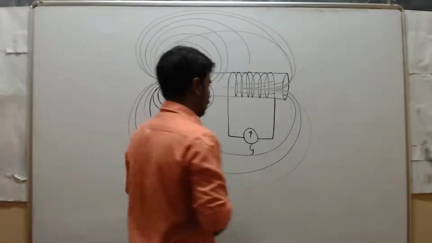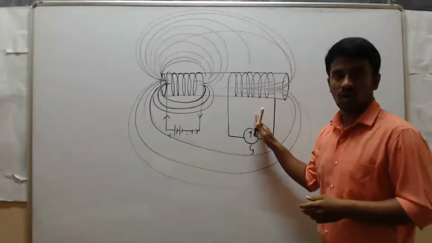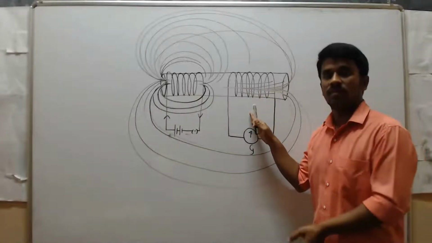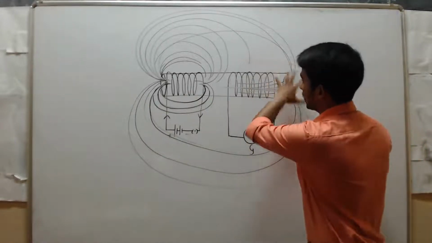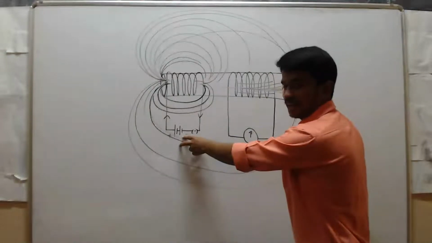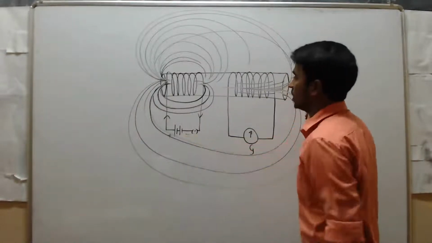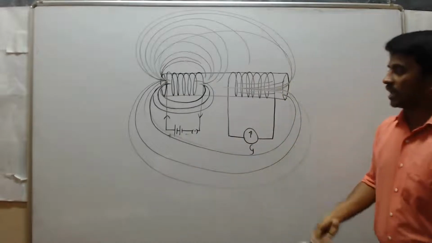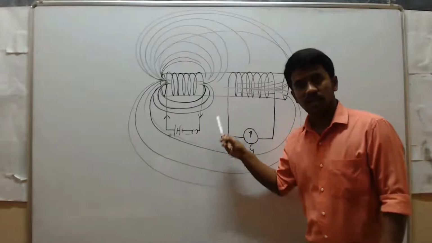Listen here, if you want to increase the current in this coil, then you have to increase these magnetic field lines. How to increase the magnetic field lines? By increasing the electric current. So now, using electric current, we can generate electric current.